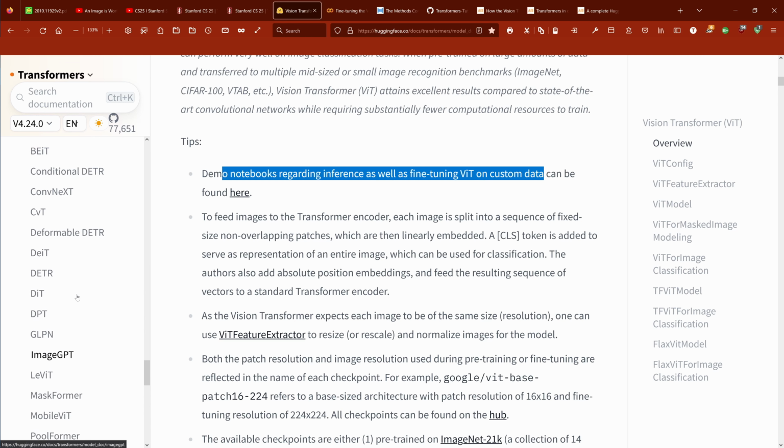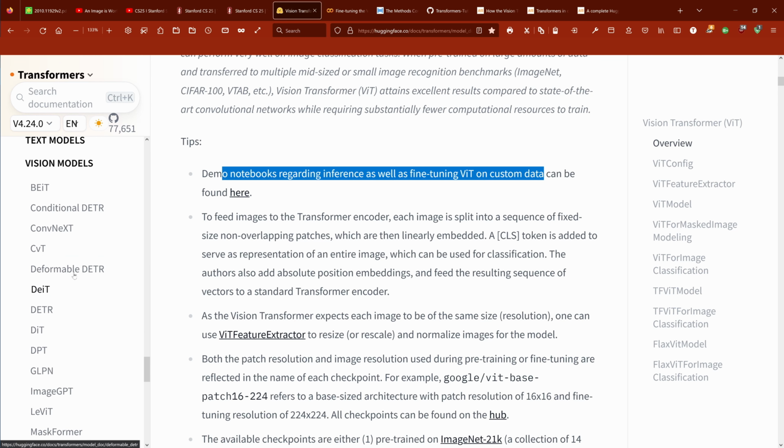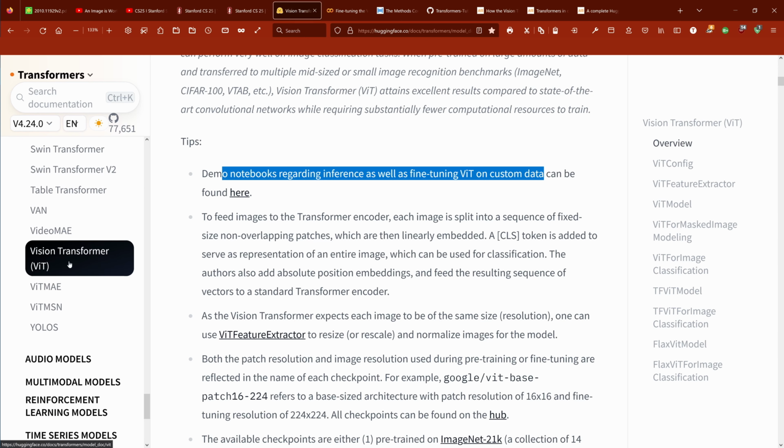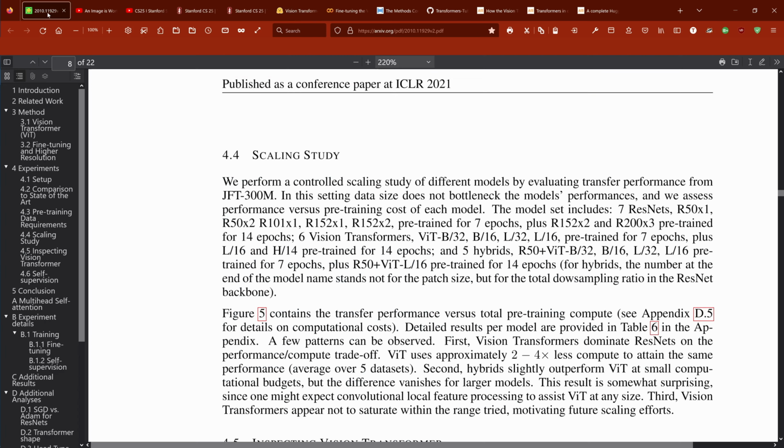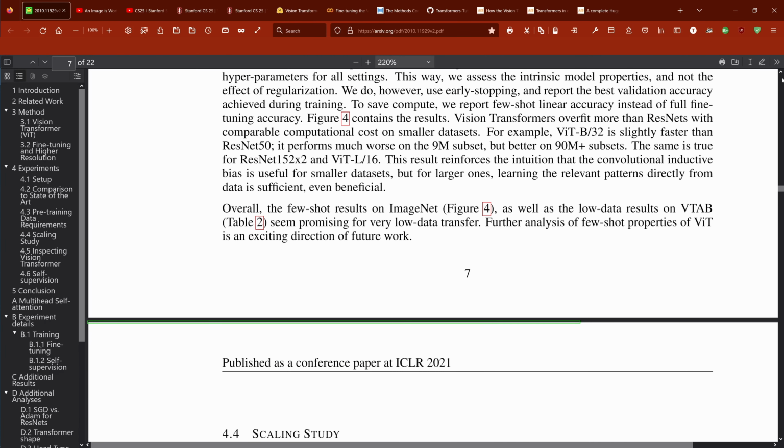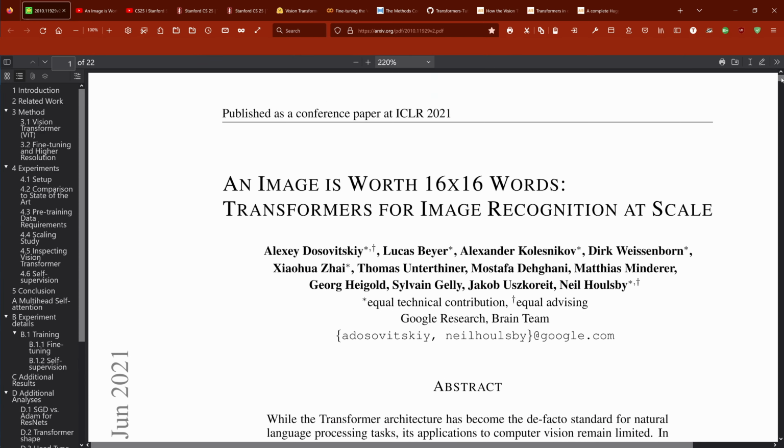So what happened since the publication of the very first model? And you know, vision transformer, the very first model was exactly "An Image is Worth 16x16 Words." This is where we started. This is the original publication where the topic started.